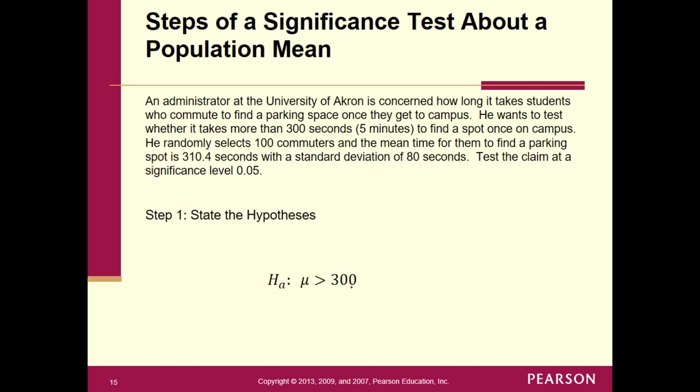Step 1, state the hypotheses. And so what was the administrator testing? Let's see. It was a he, so he wanted to test if it took more than 300 seconds, right? So mu is greater than 300. What would be the null? Mu is equal to 300. And if that's the case, that means mu sub 0 is equal to 300.